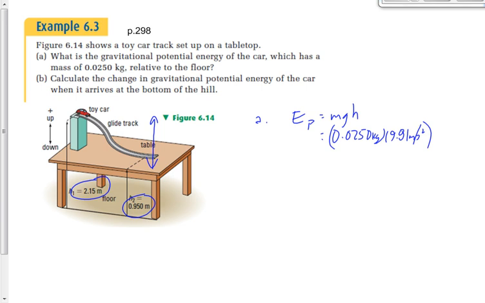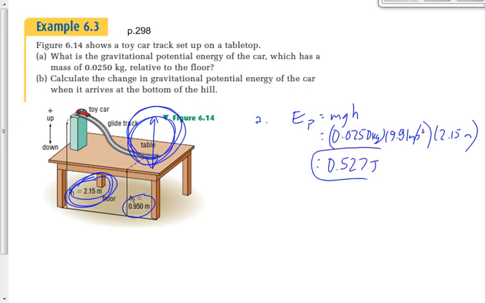Why do I use the 2.15? You're right, by the way. Why do I use the 2.15? Right. If I'm trying to find the height relative to the ground, then let's use the 2.15. Okay, if I'm trying to find the height relative to the tabletop, then let's use whatever that height is. All right, let's figure that out now. Gives us a 0.527 joules. Okay, straightforward enough if you recognize which height you're supposed to use there.